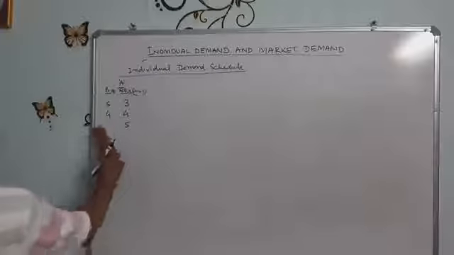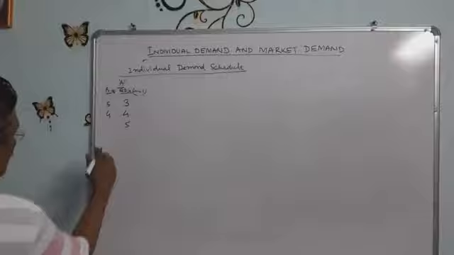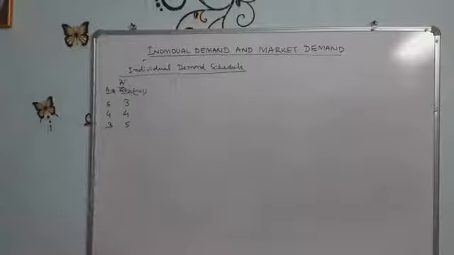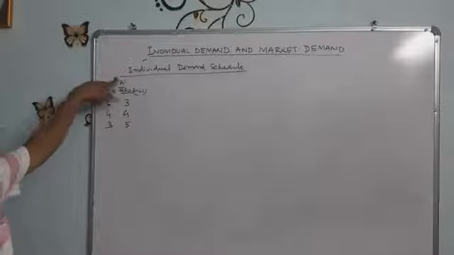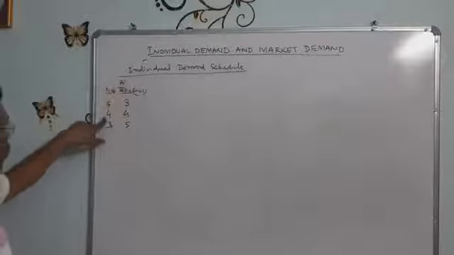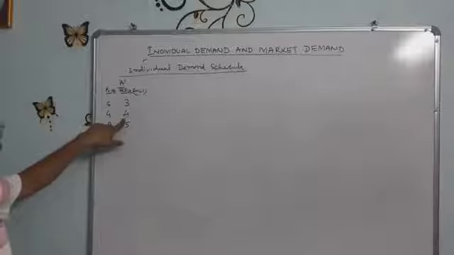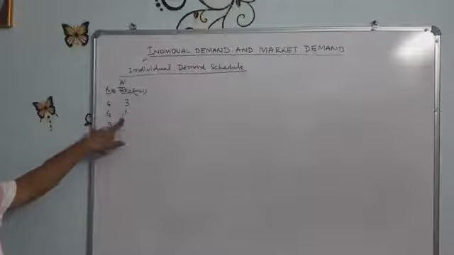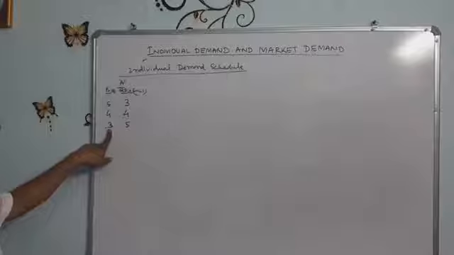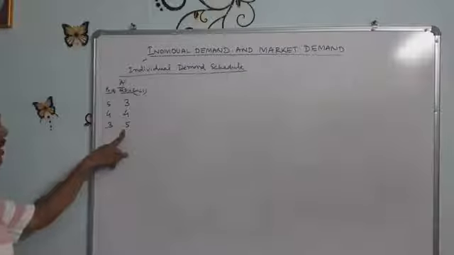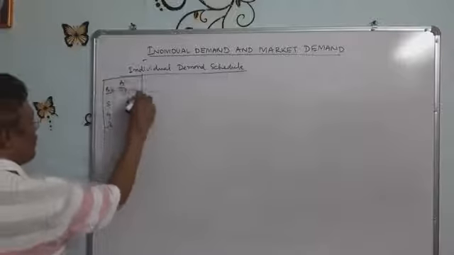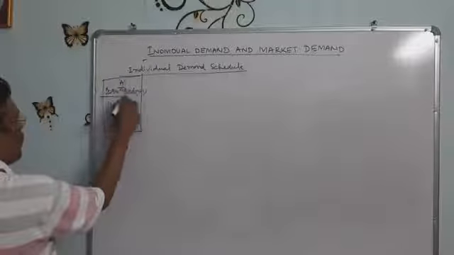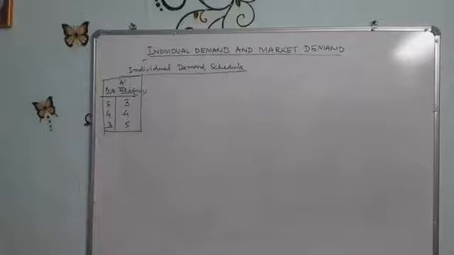Price 3, quantity demanded is 5 units. Price 5 rupees, quantity of demand 3. This is individual demand, or individual consumer demand. Price 4, individual consumer demand is 4 units. When price decreases, demand increases. Price decreases from 4 to 3, and quantity of demand increases from 4 to 5. This is one individual demand.